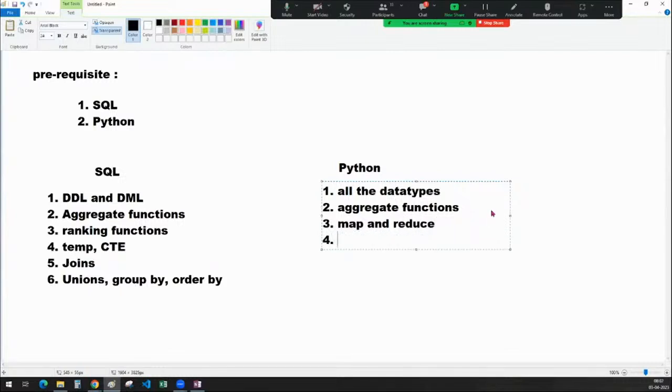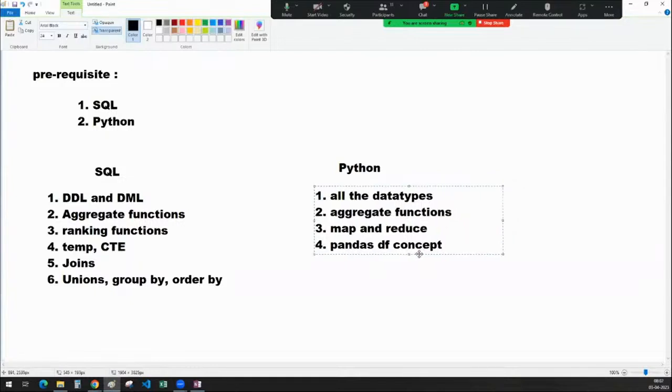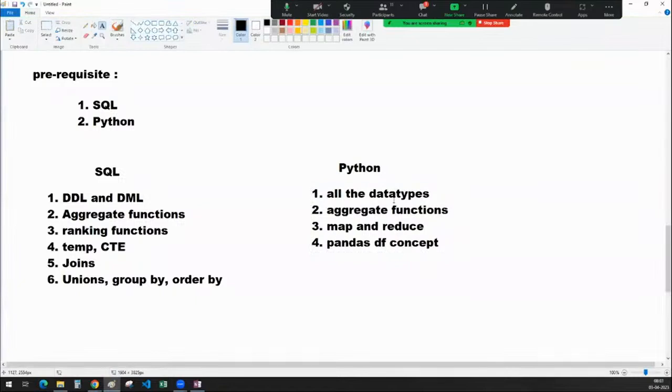And if you still get time, just focus on the pandas framework. In pandas, look at the data frame concept, how to create a data frame. That's it. If you are just focusing on these things, that is enough, I believe. All the data types, aggregate functions, map and reduce, pandas, data frame concept, if you get it. But the minimum, the basic thing I would expect is all the data types and their differences.